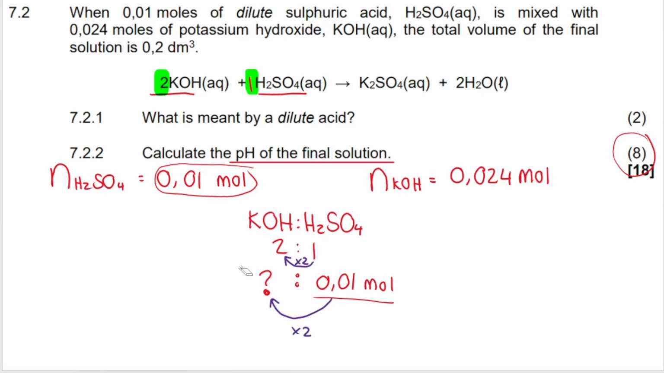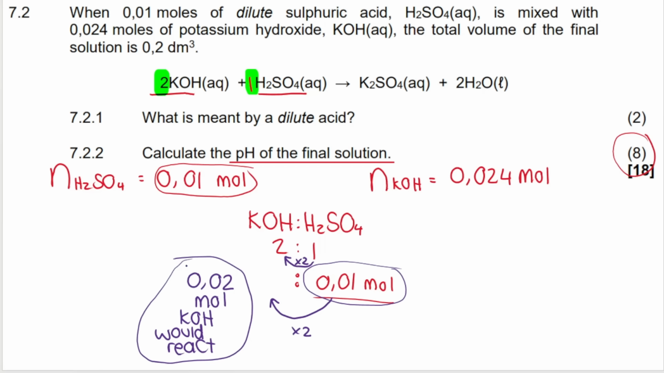So what this is telling me, I hope everybody understands this, is that if I react 0.01 moles of the acid, I would react 0.02 moles of the base. KOH would react. So what I'm saying now is if I react all of this acid, then I would use up 0.02 moles of the base. But how much base did I tell you we had at the beginning of the reaction? This is how much we have at the beginning.